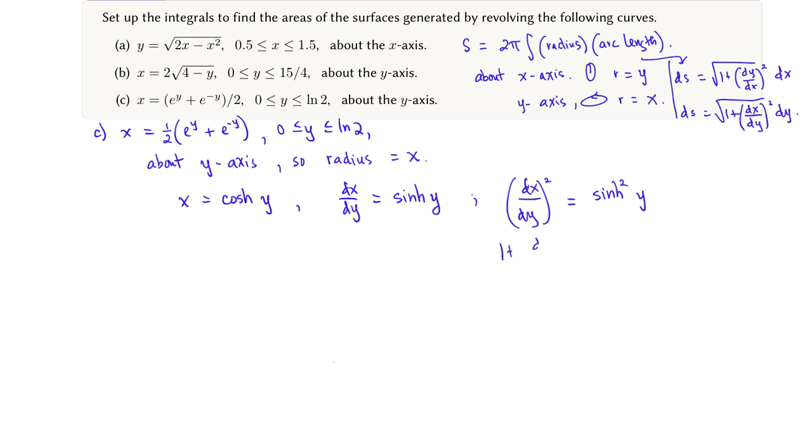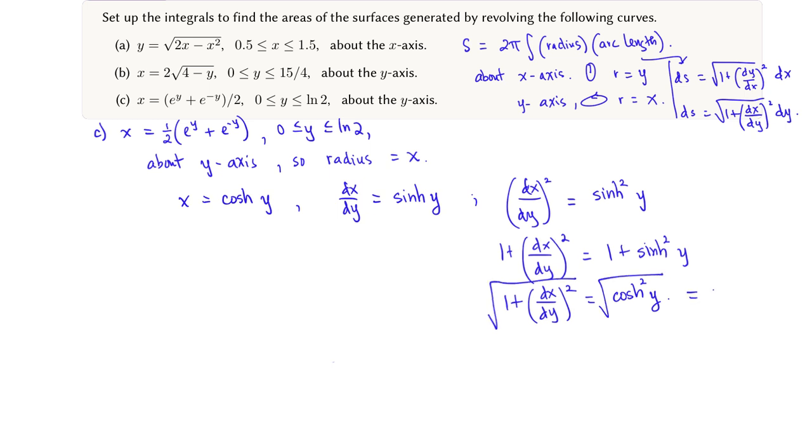And then in the arc length formula, we need to add 1 to the square of the derivative. And so 1 plus hyperbolic sine squared y. But using the hyperbolic identity, this is actually hyperbolic cosine squared of y. So 1 plus dx/dy squared is hyperbolic cosine squared of y. And taking the square root of this, we end up with hyperbolic cosine of y. And so the arc length is just simply hyperbolic cosine of y.